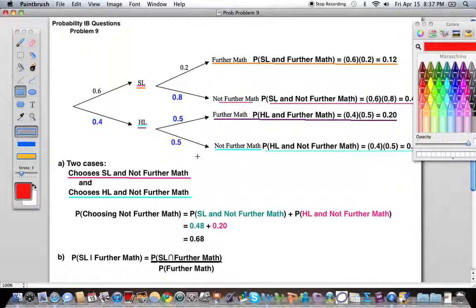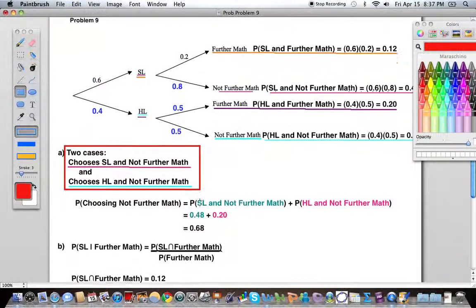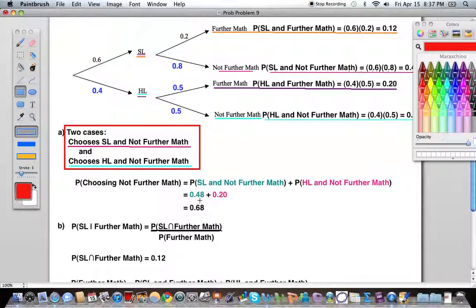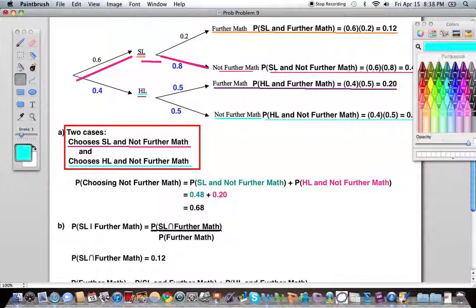In A, they say find the probability of a student choosing not to do further math. Well, there are two cases where students can choose not to do further math. They can choose SL and not further math, or they can choose HL and not further math. So they can go down this path and say SL and then not further math, or they can go down this path right here and say HL and not further math.